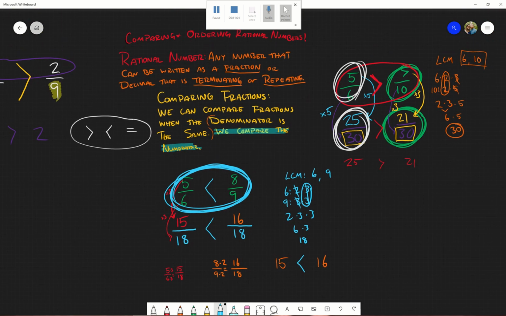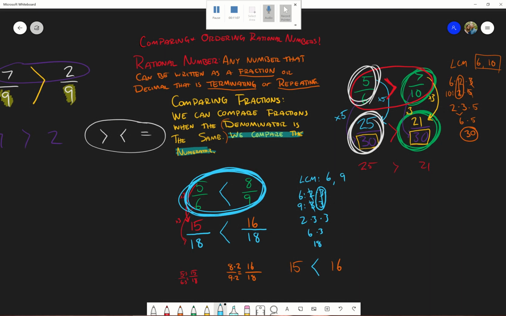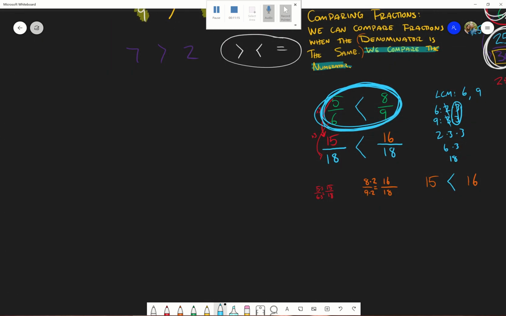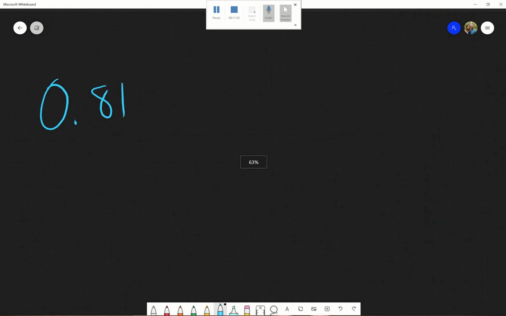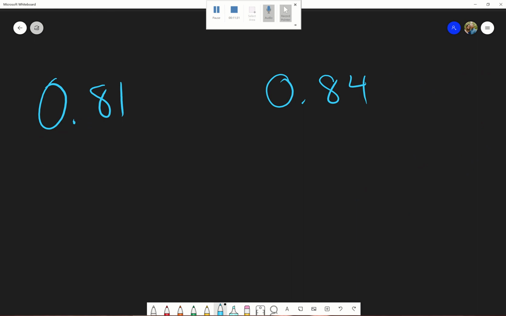All right, so that is what we know about fractions. But fractions are not all that we do. We also do decimals, and we want to compare our decimals as well. So we're going to say, all right, what if we have 0.81 and 0.84? So when we have decimals that we're comparing, what we want to do is stack them on top of each other and line up our decimal points.